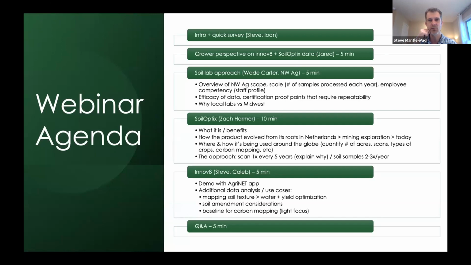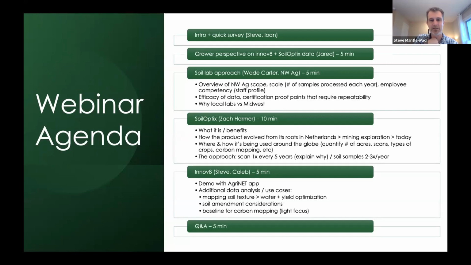We'll have a soil scientist, Wade Carter, join from Northwest Ag. They are a lab based here in the Pacific Northwest in Kennewick, I believe it is, that we work closely with as a partner that does a lot of processing for growers that we work with. And then Zach Harmer with SoilOptix based out of Ontario, Canada, will join, and he's going to speak a little bit about the SoilOptix capabilities, how it works, what that black box is that it does.